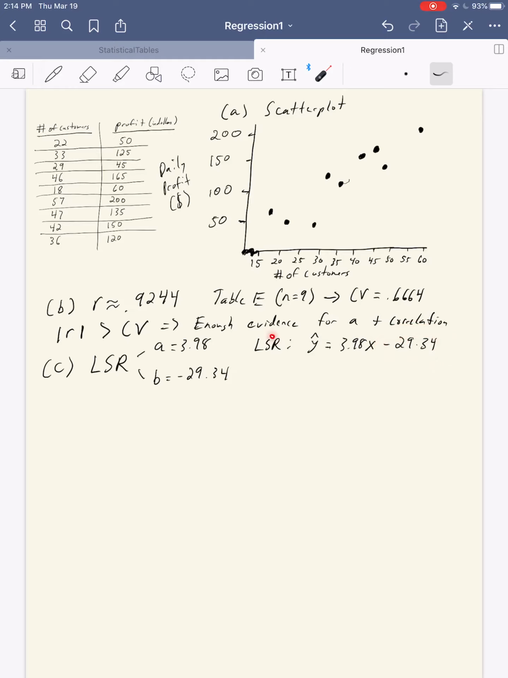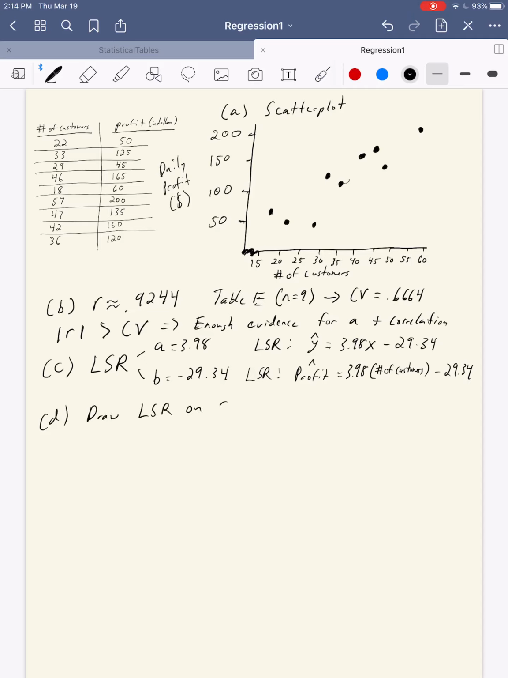This form that I wrote the LSR in right there, that's a totally fine form to use. However, it does hide what the variables were. So let's just go ahead and rewrite it in terms of the actual variables. So the y is the daily profit here. So we can say that the profit, or more precisely, the predicted profit, is 3.98 times the number of customers minus 29.34. So here we're just filling in that x is the same as the number of customers and y is the same as the profit. So there's our LSR.